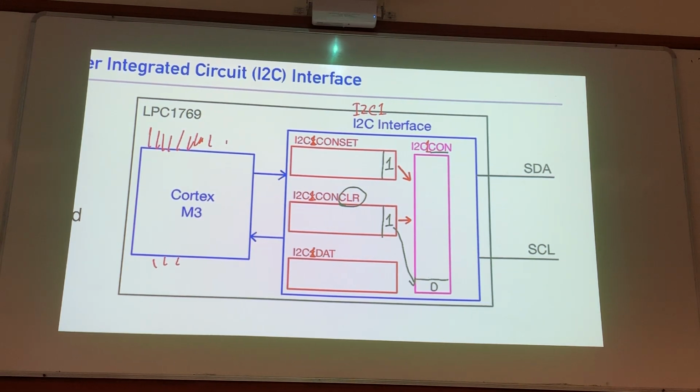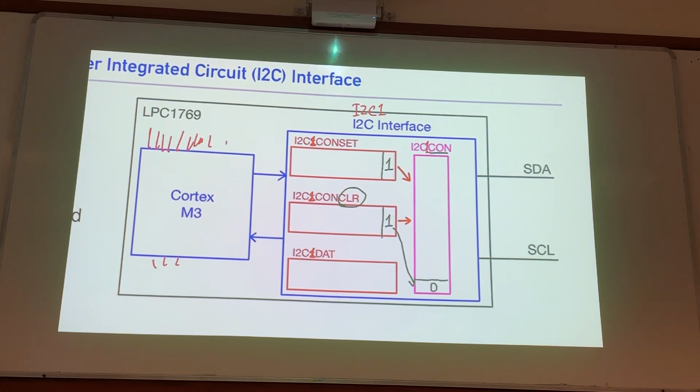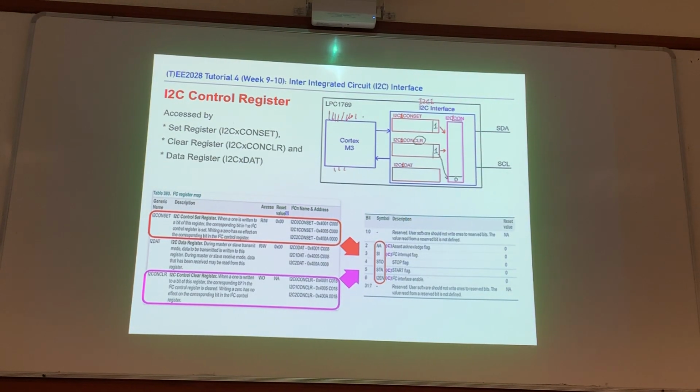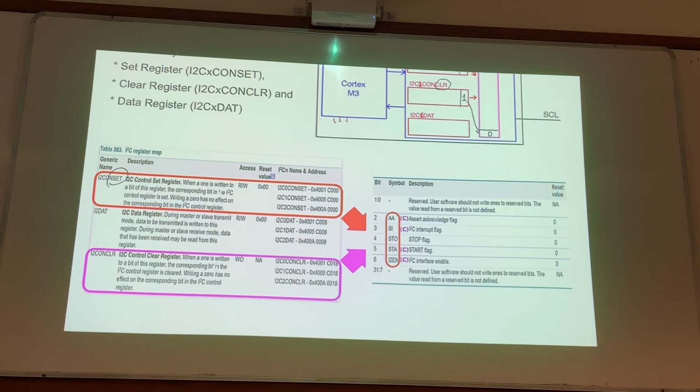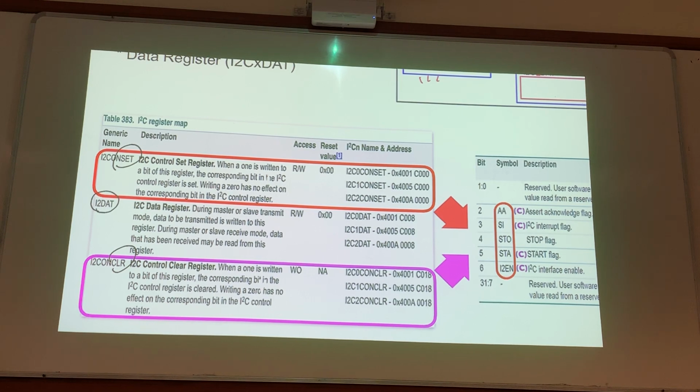Okay, this is a bit similar to your GPIO set and clear, right? So the set register is only doing set. The clear register is only doing 0. So these are these two registers, and basically this is set and clear. You write to your control register. Okay, and then you have the data register.